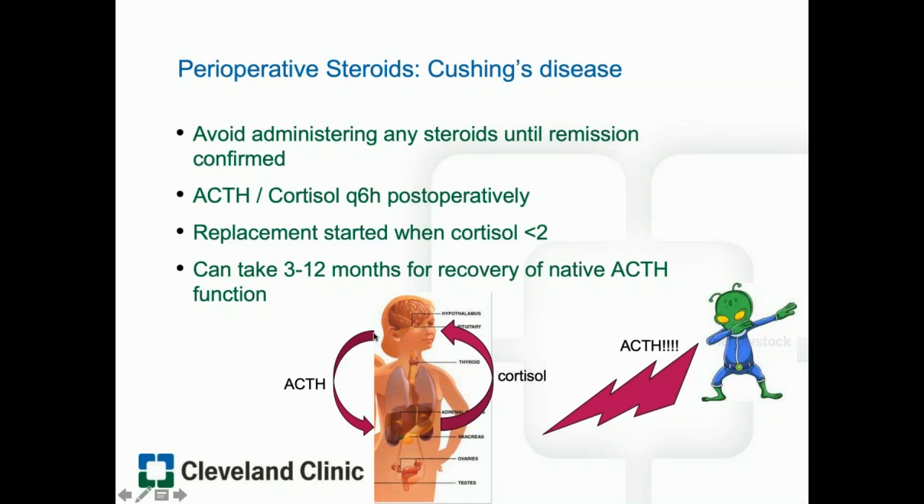Now, what happens when we remove this pituitary tumor? The pituitary gland has essentially atrophied and is not used to making anything because of the tumor. And that's why patients bottom out with their cortisol function, because the normal pituitary can't make enough. It can take around 3 to 12 months for the pituitary to recover in order to make ACTH again.